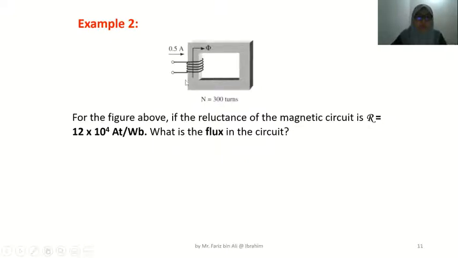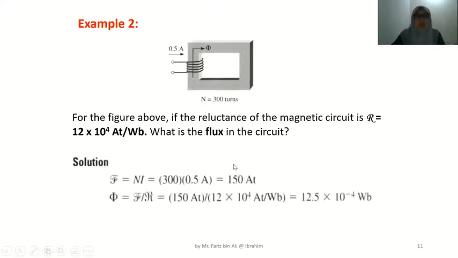So you have a coil with 300 turns, and I give you 0.5 ampere. From the right-hand rule, you have the flux here flowing through your coil. For the flux above, if the reluctance of the magnetic circuit is equivalent to 12 times 10 to the power of 4 ampere turns per Weber, what is the flux in the circuit?